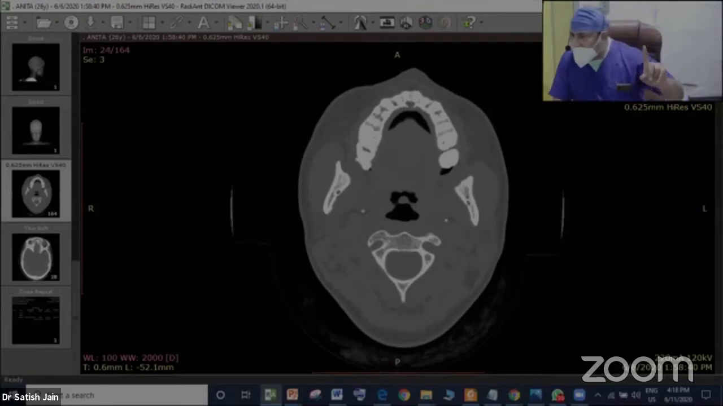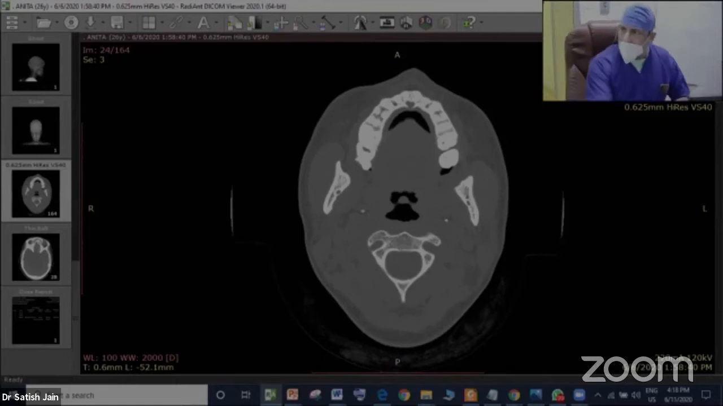Is the picture good? Is the CT scan picture good there? Isn't it dark? Yeah, it's okay. It's okay. Good.